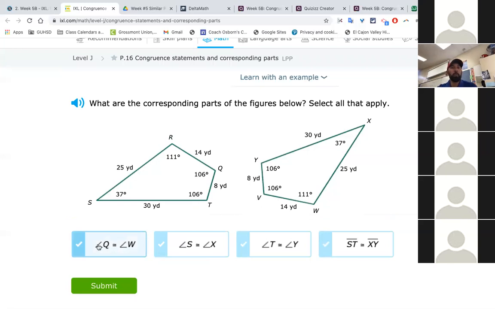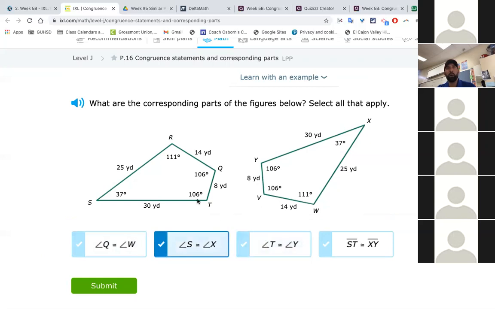All right, so here we go. We've got angle Q is congruent to angle W. So I go to angle Q, it says 106 degrees. And then I go to angle W over here, and you notice it's 111 degrees. So that's not congruent, so I just don't click on it. All right, angle S and angle X. Angle S over here is 37, and it's the same here. So that one is congruent.